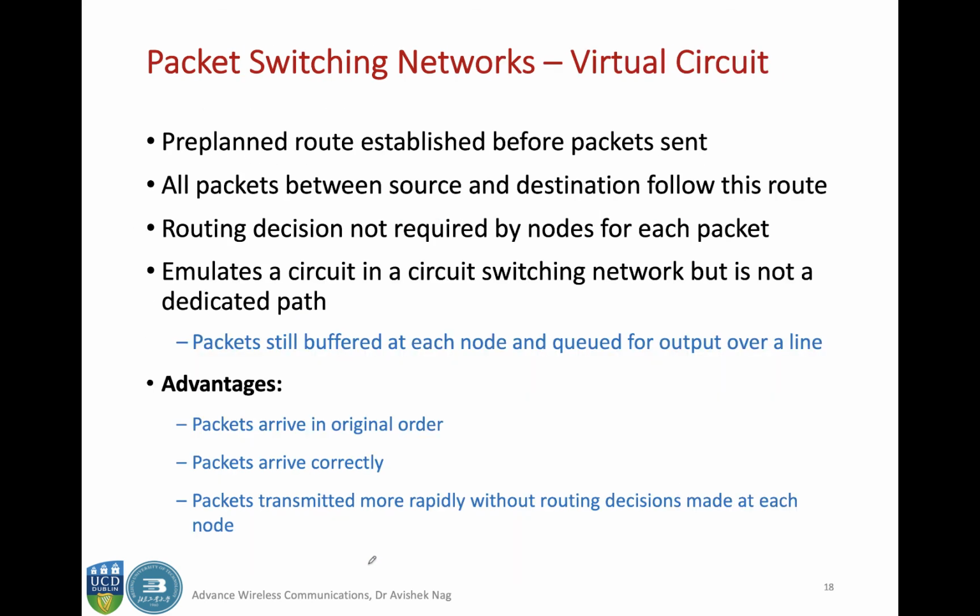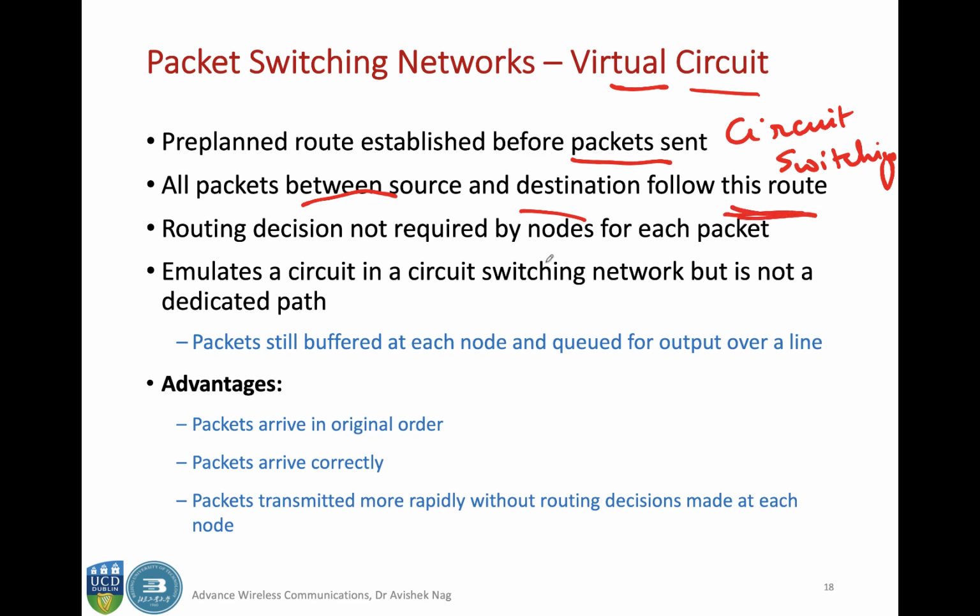Another approach of packet switching is called virtual circuit. Here you first have a pre-planned route that is established before sending the packets. This establishment of a pre-planned route is similar to circuit switching, and that's why this is called virtual circuit. It is still packet switching, but the path that the packets will take is decided beforehand. All packets between source and destination follow this route.